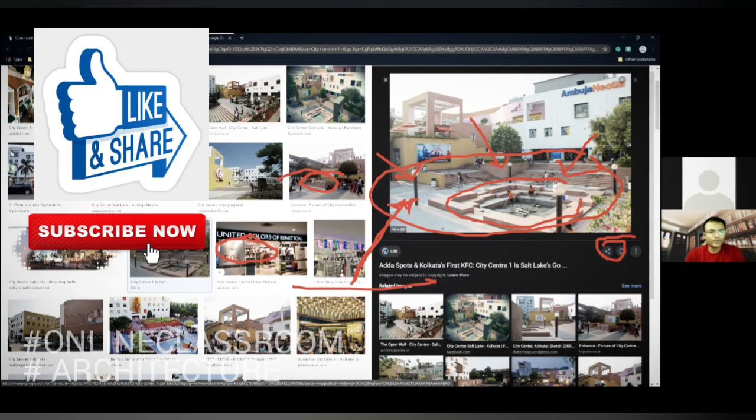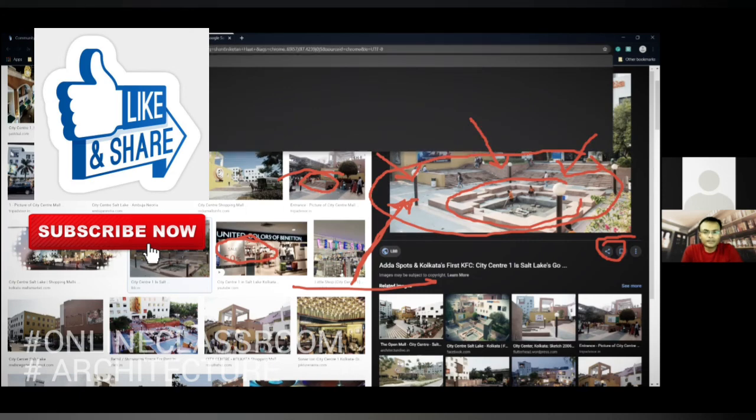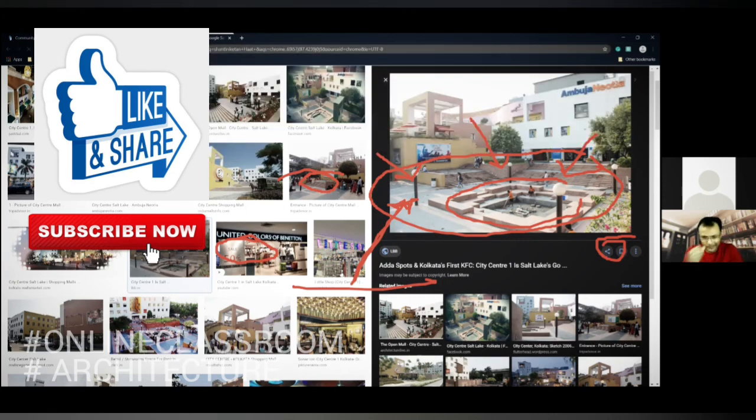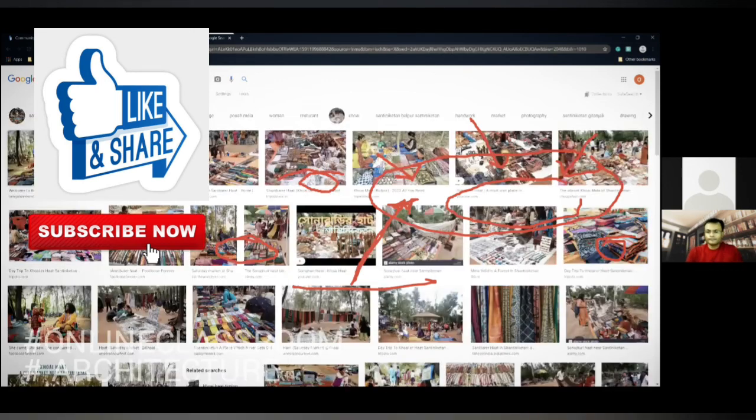I'll give you another example. You go to Shantiniketan, you know Shantiniketan? Shantiniketan Hut, the H-double-H Hut. This is a village market for art and craft of the local people. It's loading, a bit slow. You see this entire market. This is not a dry or vegetable or wet market. This is a handicraft hut or market.